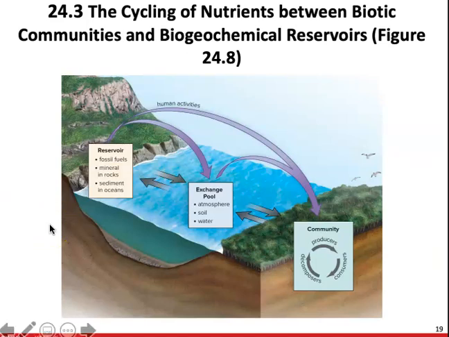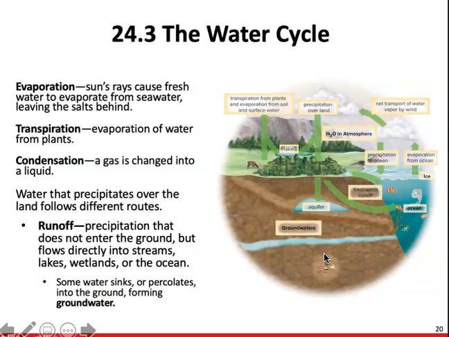So here we have our reservoir, so this would be our fossil fuels, minerals and rocks, sediments in the oceans. The exchange pool would be the atmosphere, soil, or water. And then the community would be our producers, decomposers, consumers. And we're going to kind of go through each one of these for a few different cycles. Starting off with the water cycle. The water cycle, or the hydrologic cycle, is going to consist of a couple of different steps.